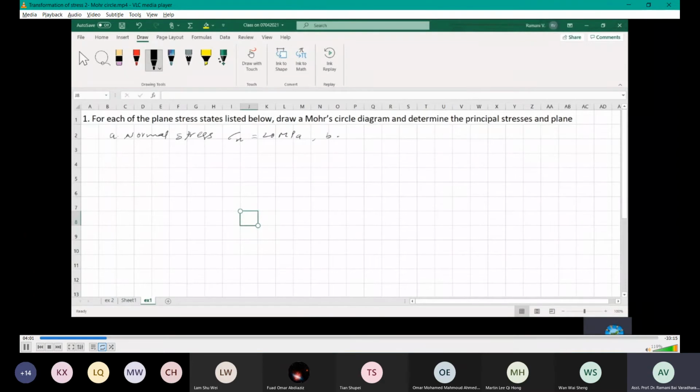I write here B is normal stress, sigma y, or axial stress, you can also use that word, in the y direction, sigma y equal to 10 megapascals, and C is shear stress, the value of shear stress, tau xy, in the xy plane, is equal to the calculation.